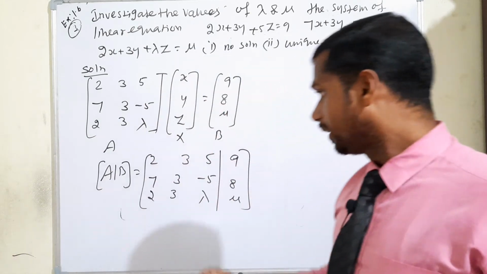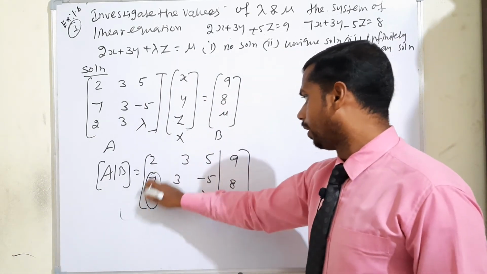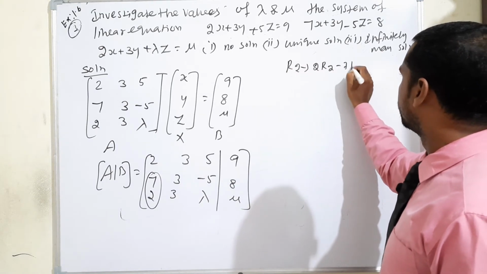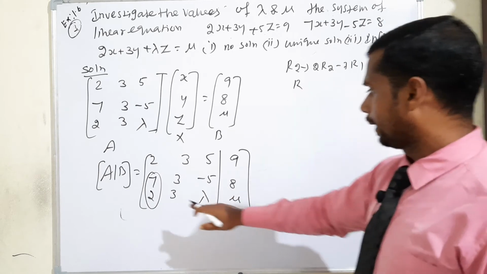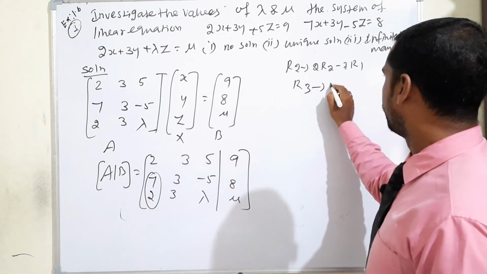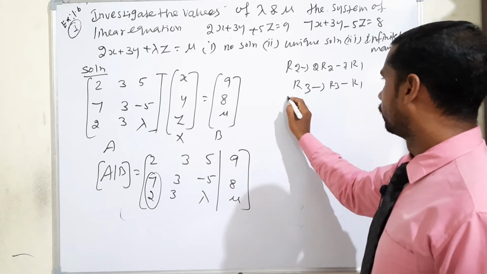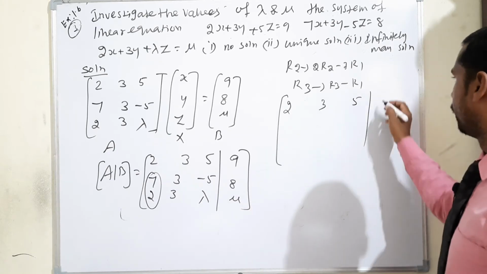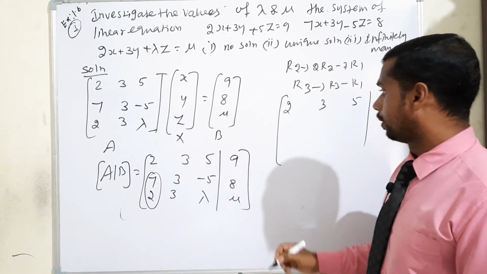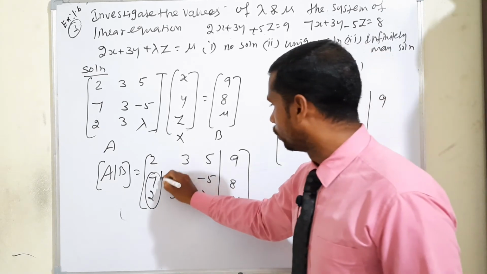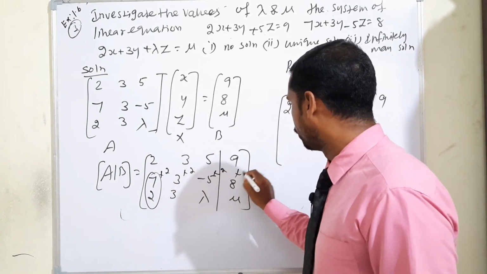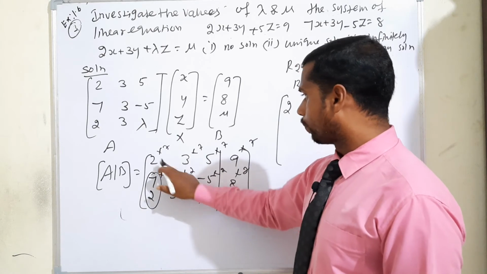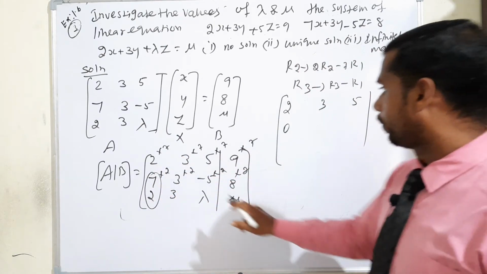When starting from the non-zero digit, there is 2 there, and under it we have to show 0. So what we have to do: R2 becomes 2 times R2 minus 7 times R1, and R3 becomes R3 minus R1. R1 stays as it is: 2, 3, 5, then 9. Next, the second row completely times 2. Here times 7. 2 sevens are 14, 14 minus 14 is 0.